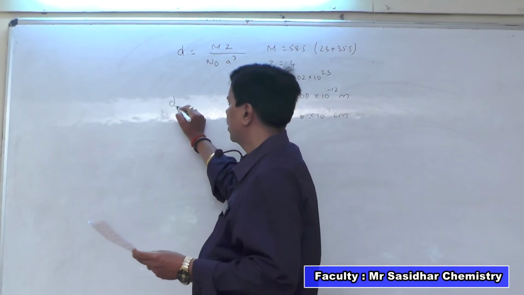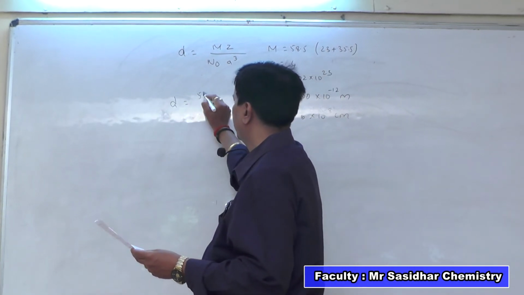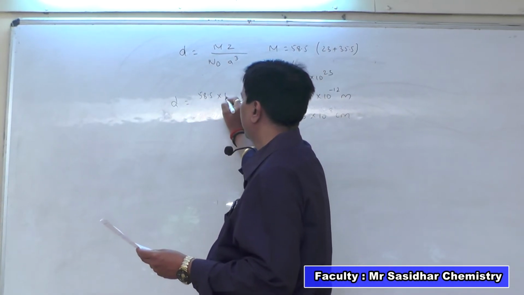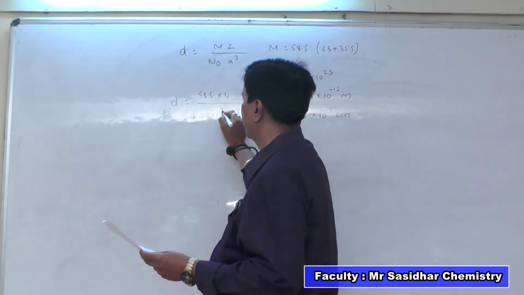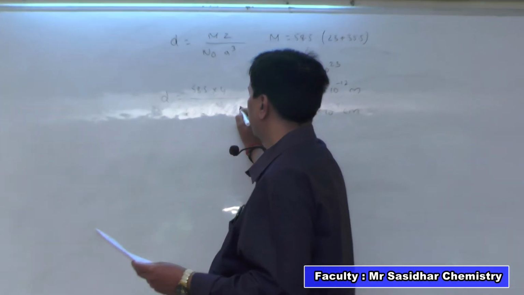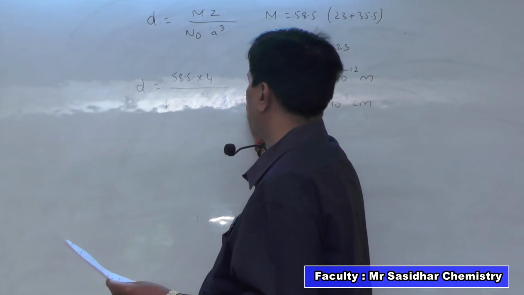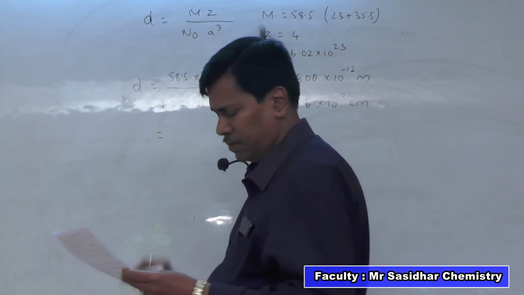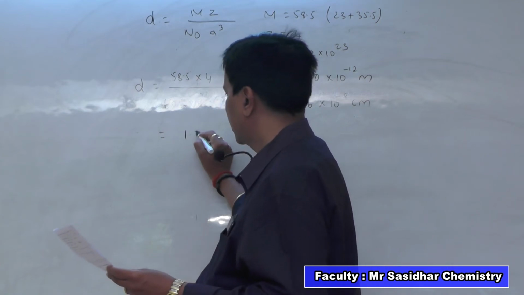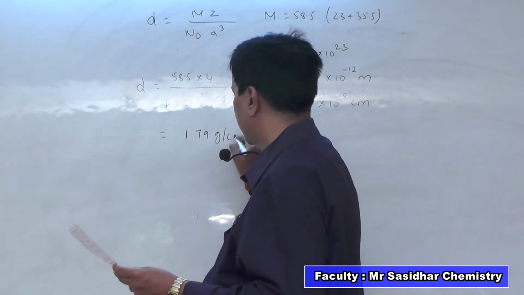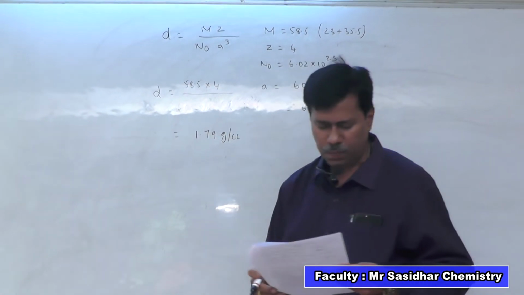So substituting in the formula, d equals 58.5 into 4 by 6.02 into 10 power 23 into 216 into 10 to the power of minus 24. So this comes to be 1.79 gram per cc.